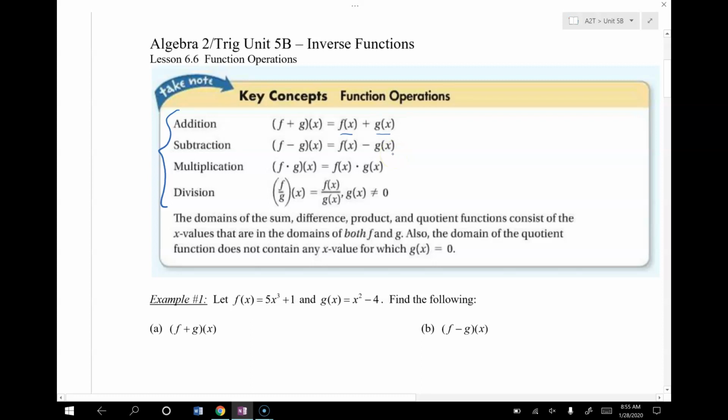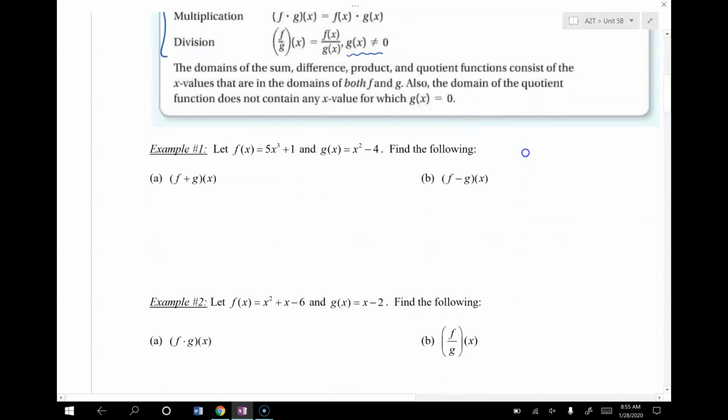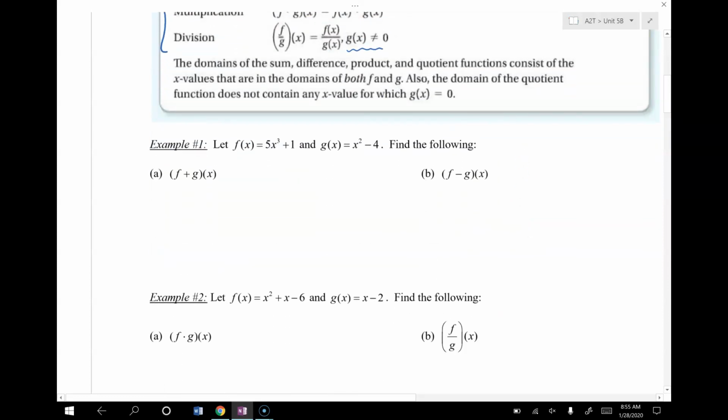Now, notice it also says g of x cannot be 0, so I can't divide anything by 0 because it becomes undefined. Okay, very simple. Know that it can be written in either order. They will always give you f of x and g of x or h of x, depending on what you're being asked to evaluate. And if you look at example number 1, we have f of x defined as 5x cubed plus 1, and then g of x as x squared minus 4. So we're going to find the following.